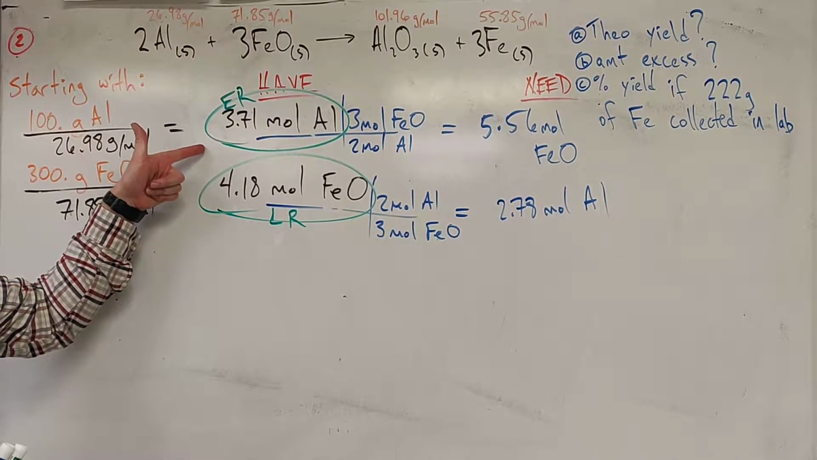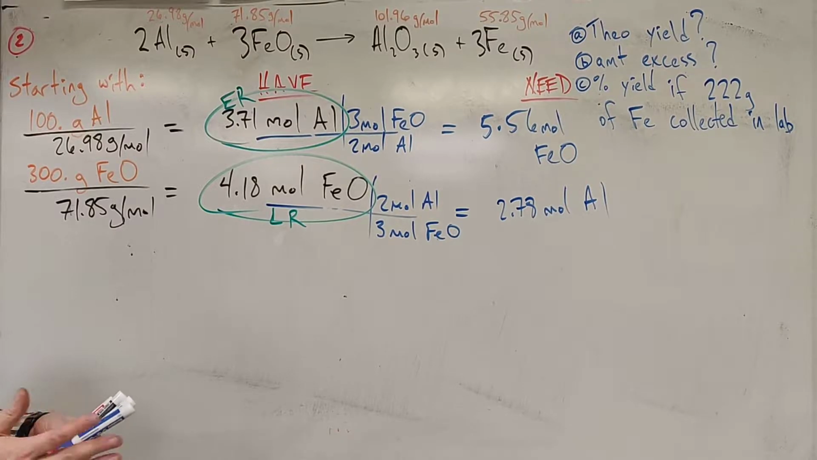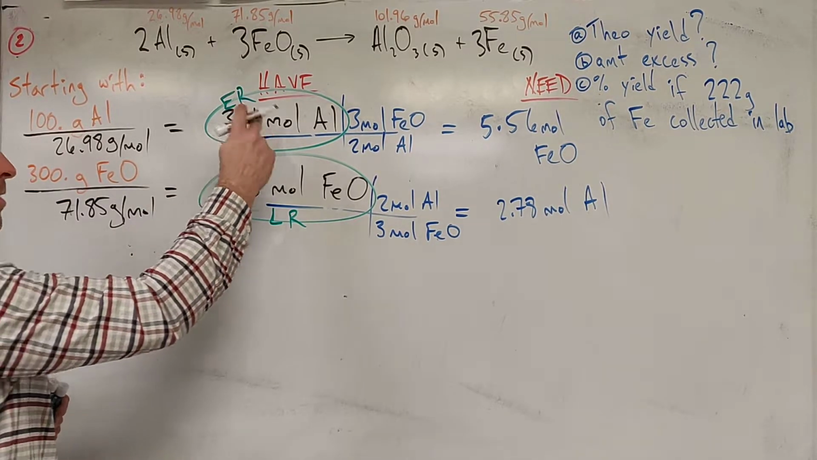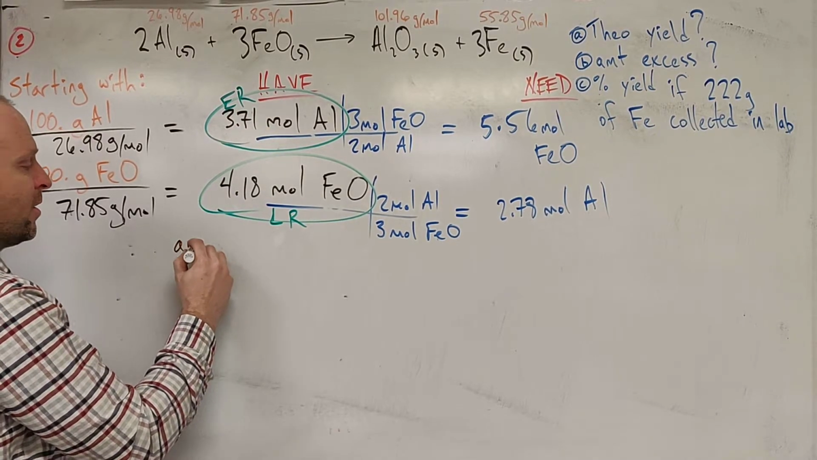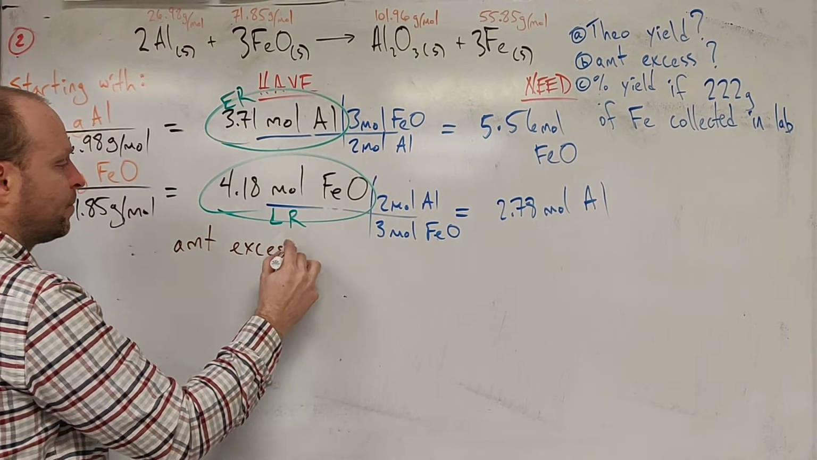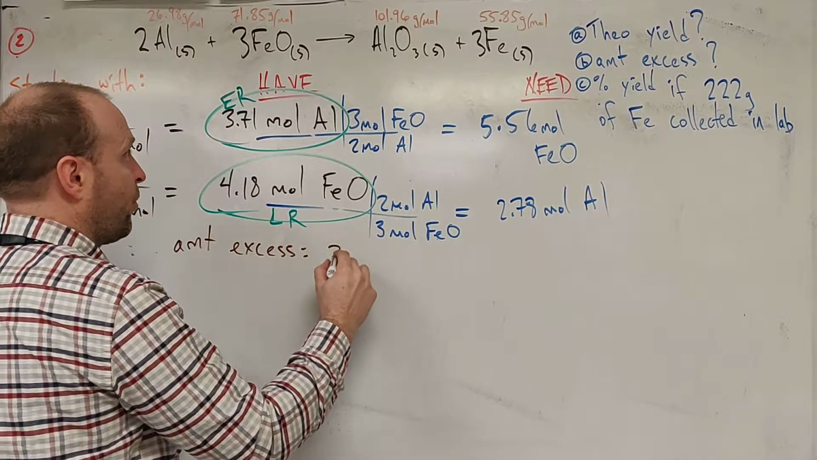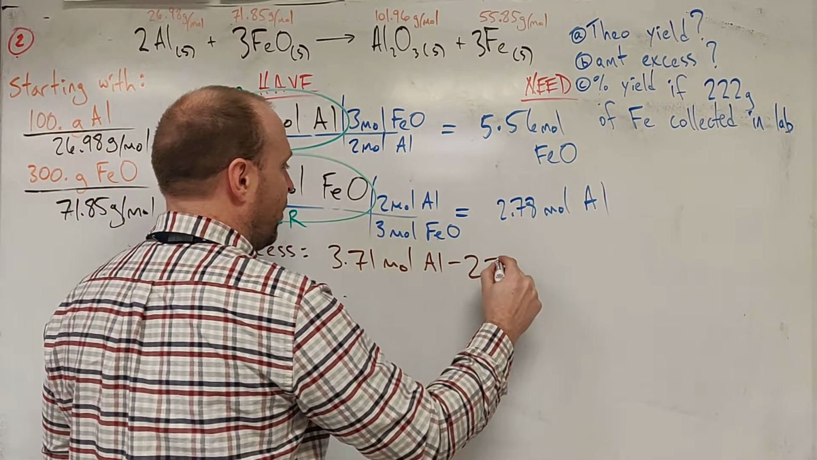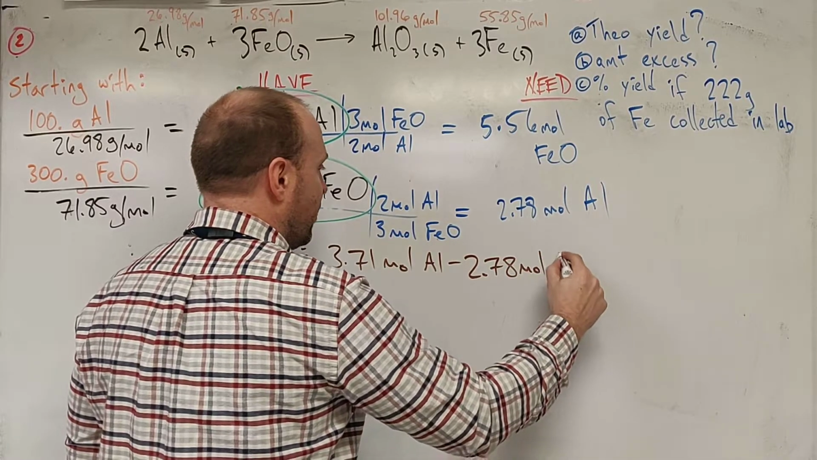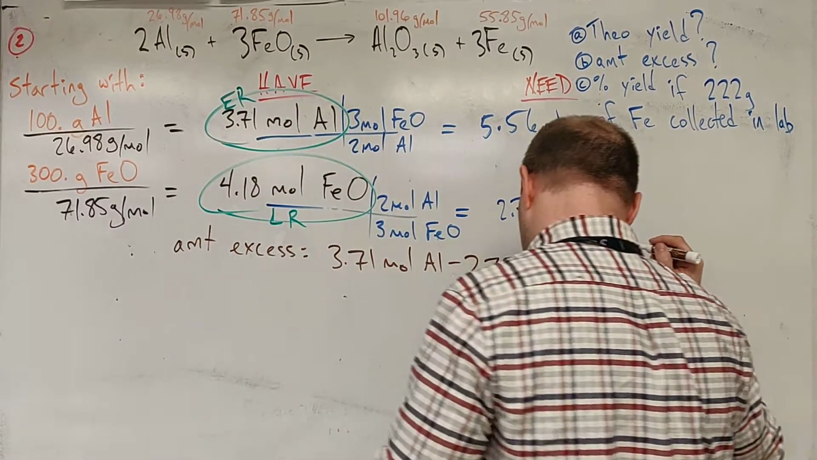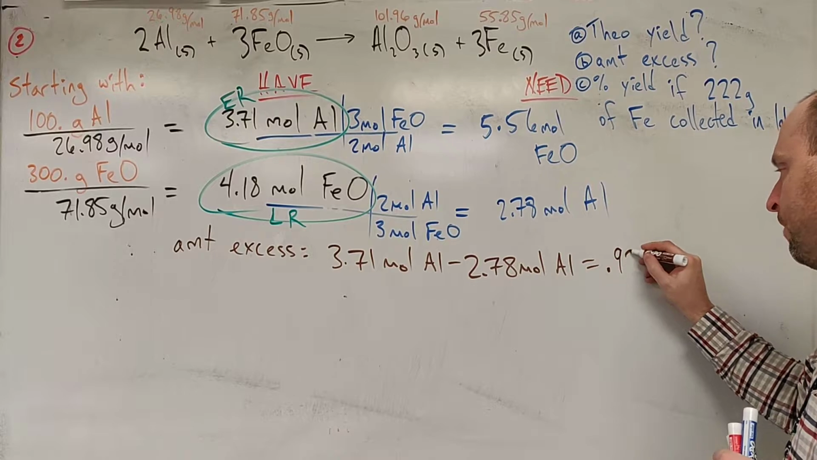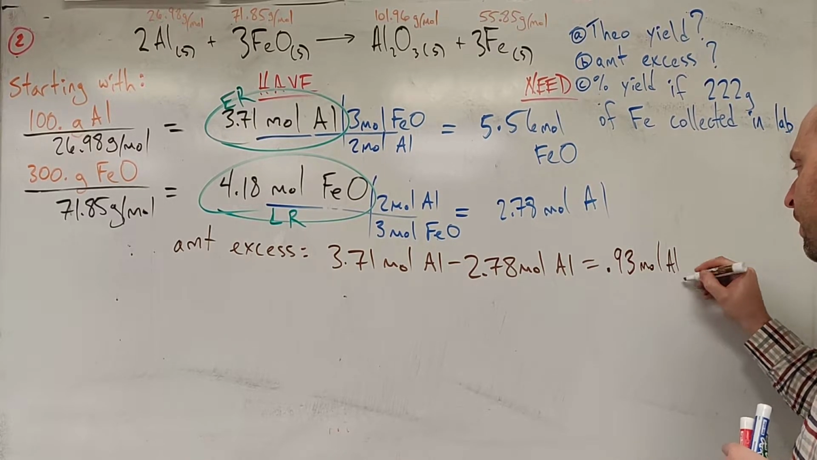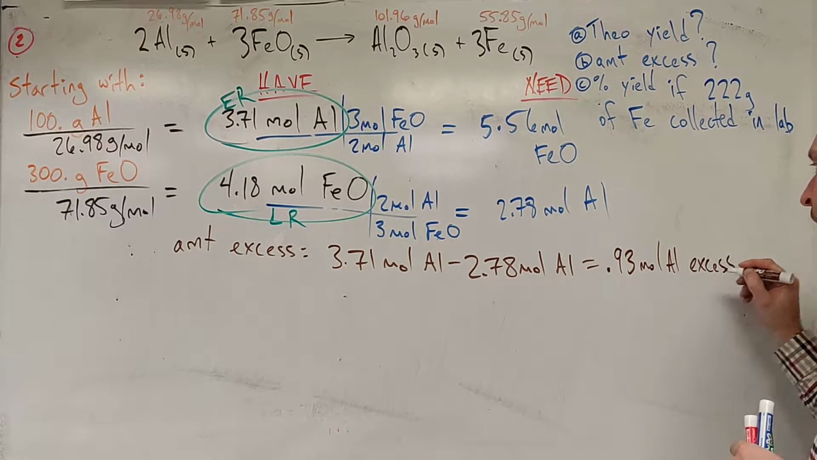We now know what our limiting reactant is. We now know what our excess reactant is. Let's sneak in a little work to show our amount excess. So for our amount excess, we have 3.71 moles of the aluminum, and we'll subtract the 2.78 moles of the aluminum, and that leaves us with 0.93 moles of our aluminum excess. All right?